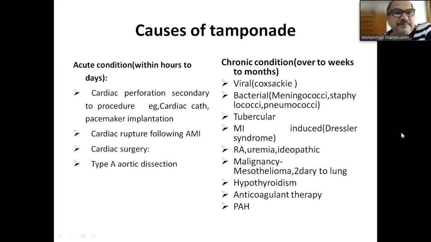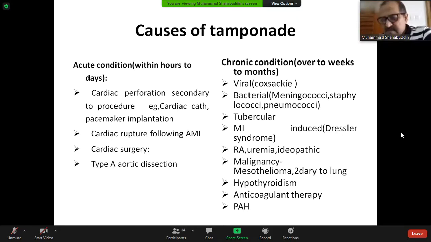So, causes of tamponade. Again, we find the acute causes. In most cases, there may be an insult, that is cardiac rupture following MI, cardiac surgery, aortic dissection, or cardiac perforation secondary to procedures, as for example pacemaker implantation or PTMC. Most commonly in the case of PTMC, the interventional cardiologist performs the puncture of the heart, and this leads to pericardial effusion.